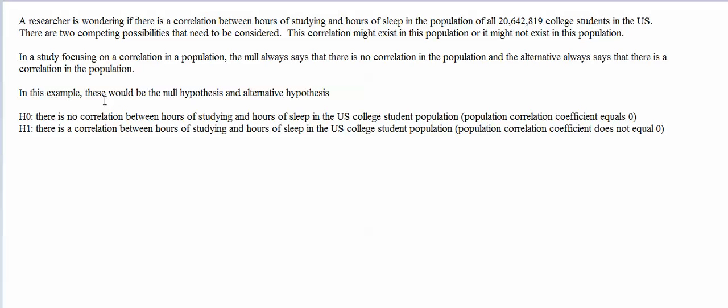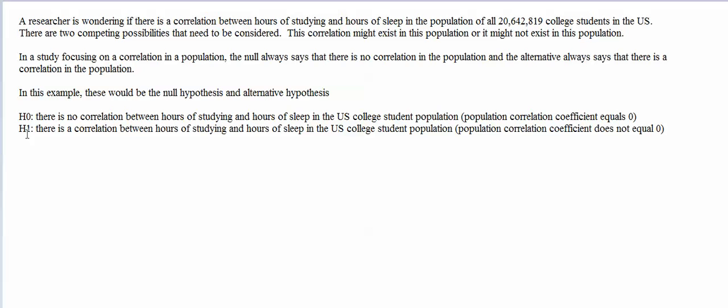In this type of test, there's two important competing possibilities that need to be considered. The null hypothesis always says that the correlation that you're interested in does not exist in the population. So in this study, the null says there is no correlation between hours of studying and hours of sleep in the US college population. If there is no correlation in the population, what it means is that the population correlation coefficient equals 0. This is a value that actually can't be calculated without data from the entire population. But the null says that it equals 0.